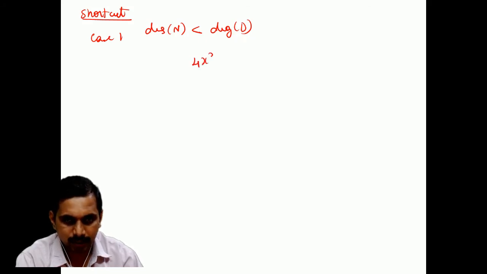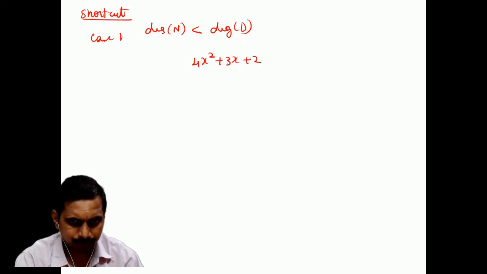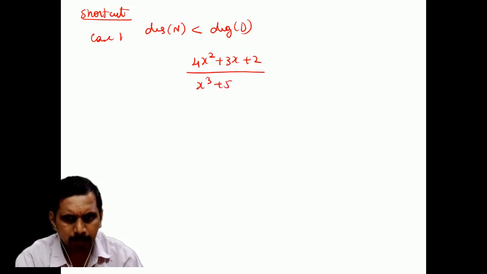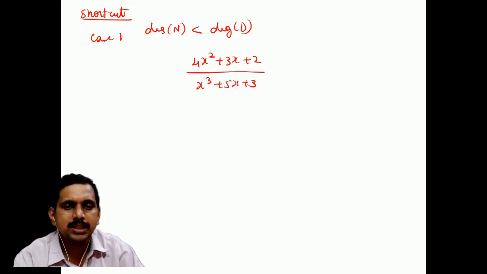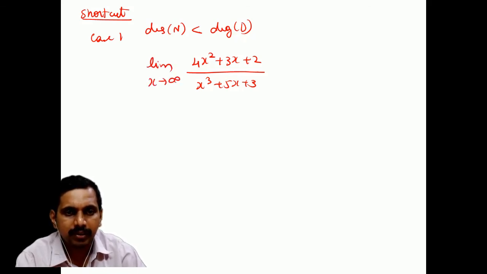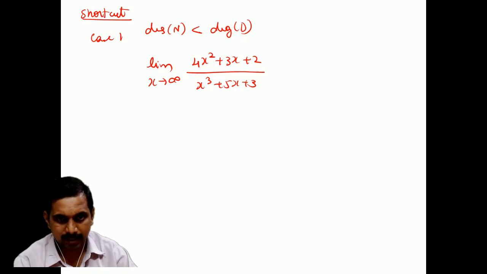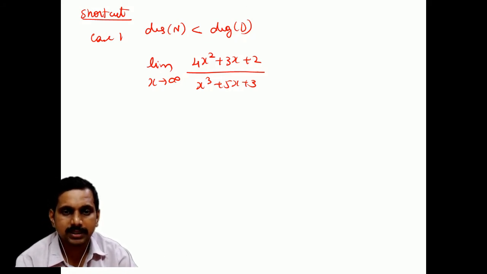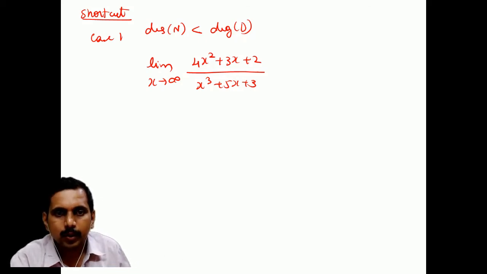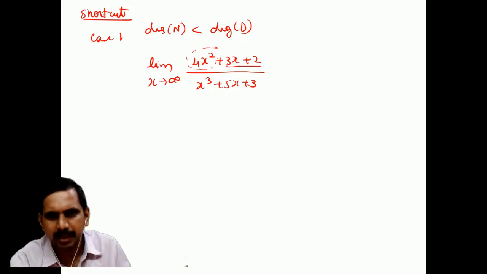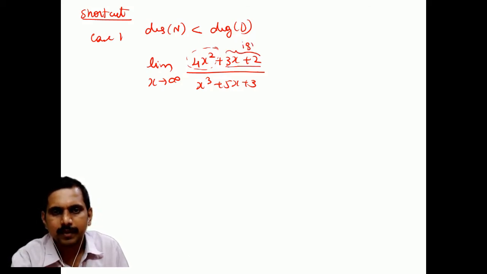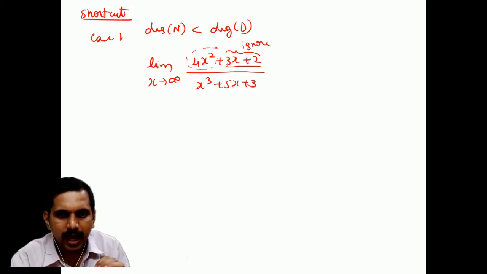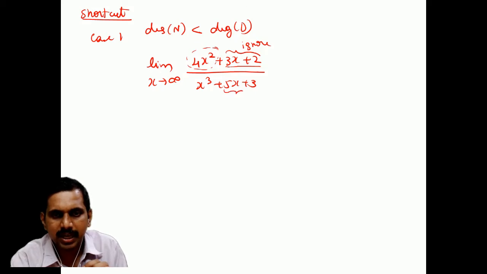4x square plus 3x plus 2 divided by x cube plus 5x plus 3, limit x tending to infinity. Now the degree is bigger in the denominator, is it not? So the degree of the numerator is less than the degree of the denominator. You have to understand that when x is a large number, this is going as x square, this is going as x, and 2 is a small number, it is immaterial, so we will ignore these small things. This is a method, and here in this case, this has to be ignored.